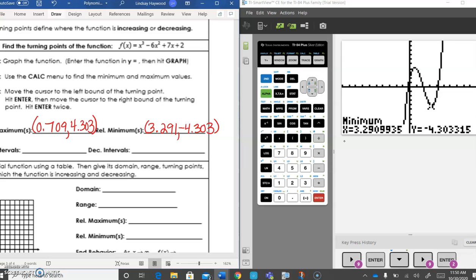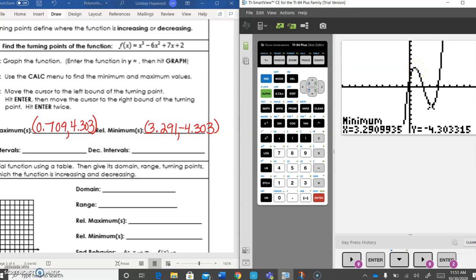Okay, so the next thing it says is increasing intervals and then decreasing intervals. So with my increasing intervals, it's going to be going from the left side over here. Remember, when I'm doing intervals, I'm talking about x values, not the y values, the x values. So if I go from here, my function is actually increasing until it hits this x value. And we found that from finding our relative maximum. So when it hits that value, it's no longer increasing.